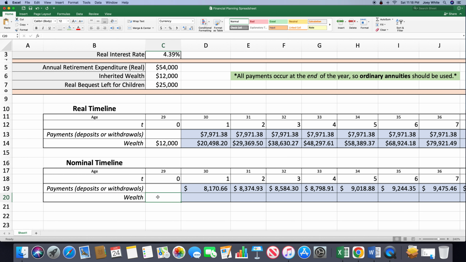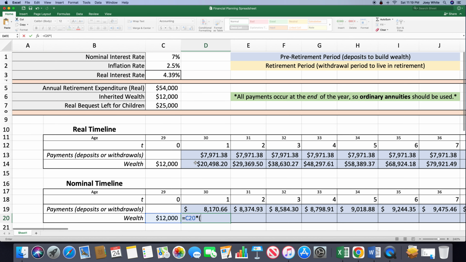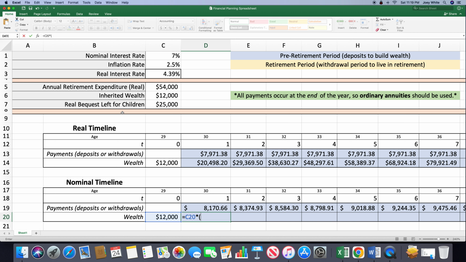Now of course your initial wealth. Let's go ahead and calculate the nominal wealth. Your initial nominal wealth is just going to equal your initial real wealth, right? But then of course after the first year, you'll have a wealth of $12,000. Now in nominal terms, this wealth is actually going to grow not by the real interest rate, but by the nominal interest rate of 7%.